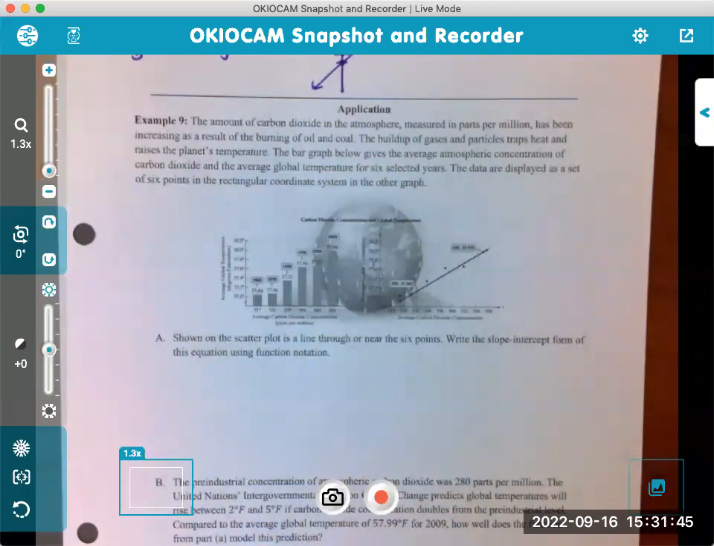The data are displayed as a set of 6 points in the rectangular coordinate system in the other graph. So A, show on the scatter plot a line at or near the 6 points. That's also known as a line of best fit. Write the slope-intercept form of this equation using this notation.